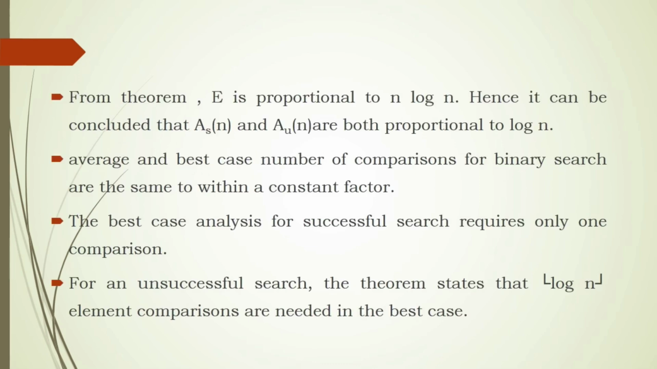From the theorem, we know that the external path length E is proportional to n log n. So we can say that AS of n and AU of n, that is the average number of comparisons in case of successful and unsuccessful search, are also proportional to log n. So the average and best comparisons for binary search are almost the same. In case of successful search, the best case is when you have the number of comparisons as 1, that is, with one comparison you find the element. For an unsuccessful search, the theorem says that there are log n element comparisons in the best case.